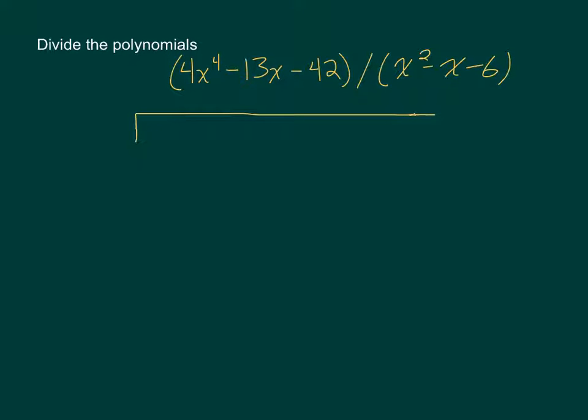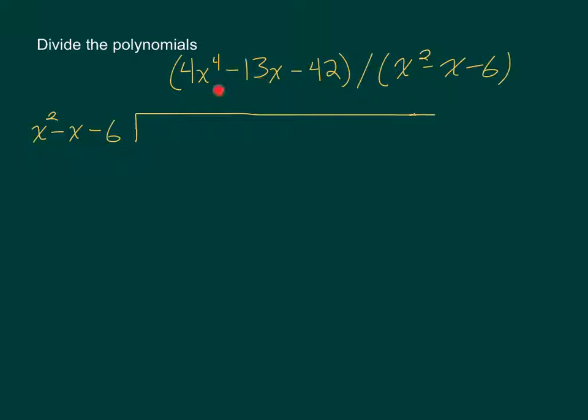Divide the polynomials. 4x to the fourth minus 13x minus 42 divided by x squared minus x minus 6. We set this up similarly to other examples that you've seen. We take the divisor, which is the second polynomial, and put it outside the house, so x squared minus x minus 6. We take the dividend and we put it inside the house.